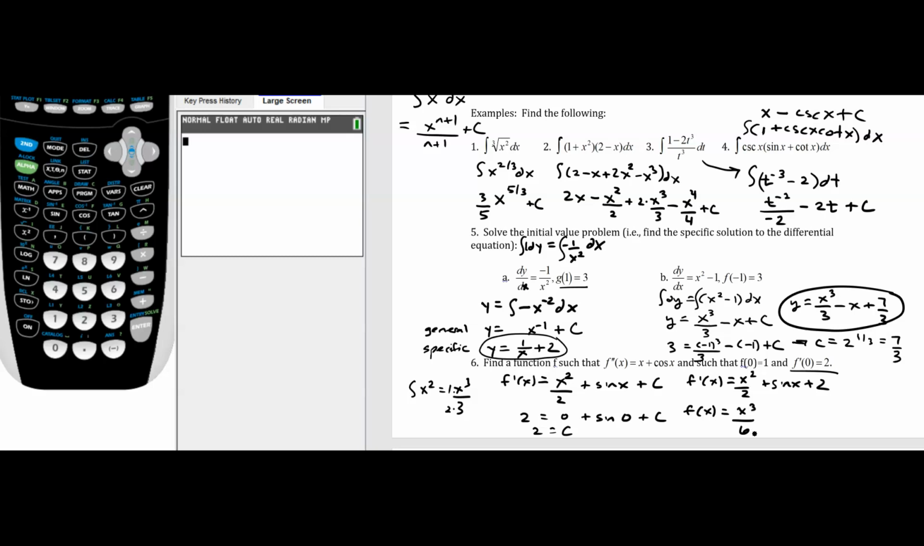The antiderivative of positive sine, remember the derivative of sine was cosine, but the antiderivative of sine is actually going to be negative cosine, because the derivative of negative cosine will lead you to positive sine. And then plus 2x, and then we'll have to say plus c.